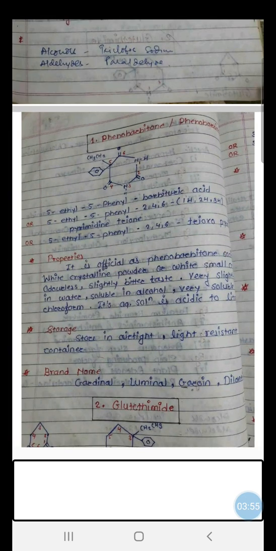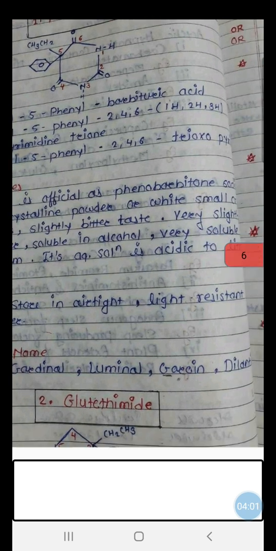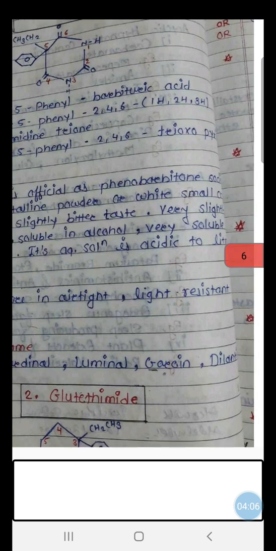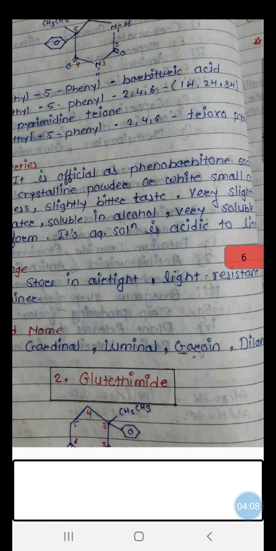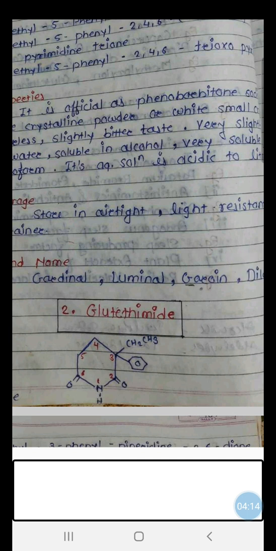And brand names: Gardenal is a very famous brand name, then Luminal, Garoin, Dilantin, these are the popular brand names of phenobarbitone. Now next drug is glutethimide.